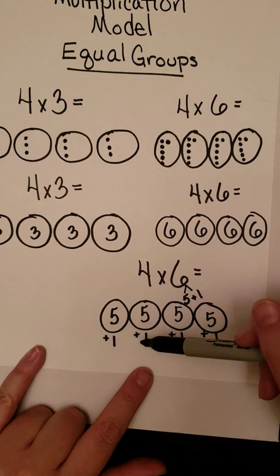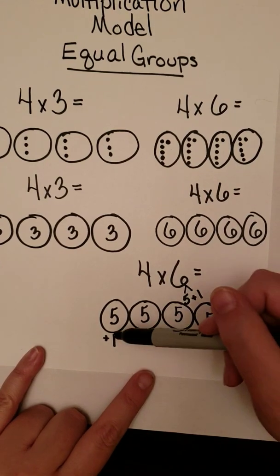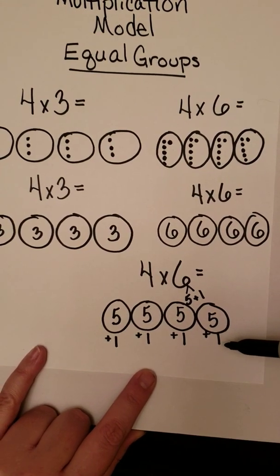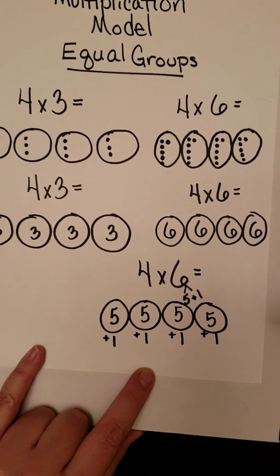And then all you have to do is solve your 1s. And if you can count by 1s, you've solved the bottom half of your model and you can put them back together to get the answer.